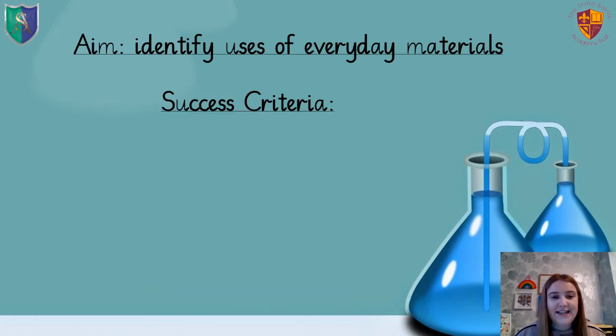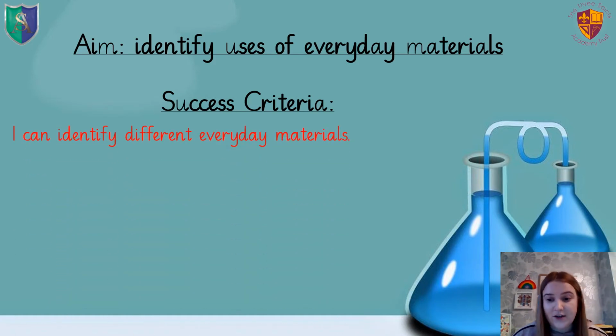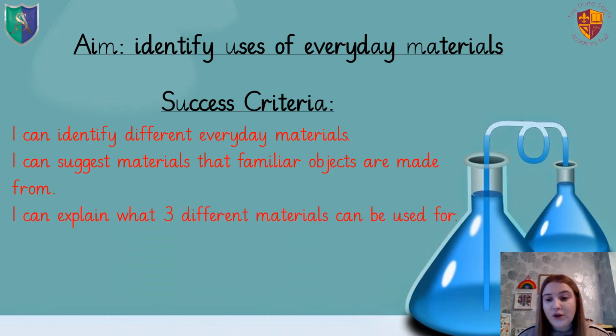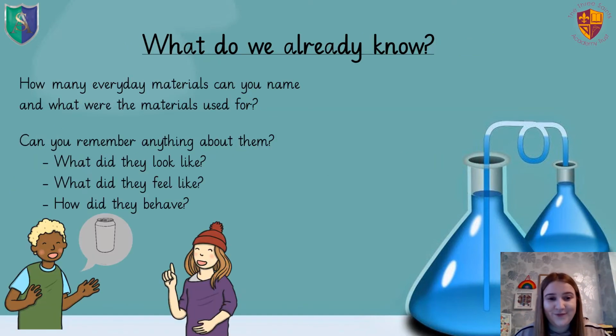Okay, the aim of today's lesson is to identify what we use everyday materials for. By the end of the lesson, you're going to be able to identify different materials. You are going to be able to suggest materials that familiar objects are made from. So things around your house or the classroom, you'll be able to say what they're made from. And you're also going to be able to explain what 3 different materials can be used for.